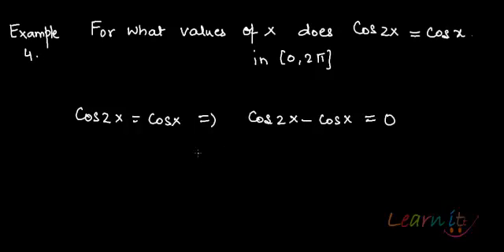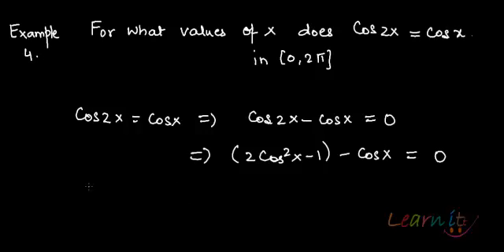Now, cos 2x in terms of cos is essentially 2 cos square x minus 1, minus cos x. Okay, this equals 0. So again, we are making use of the identities out here. If I open this up, we have 2 cos square x minus cos x minus 1 equals 0.